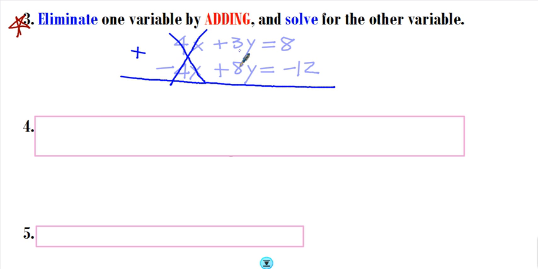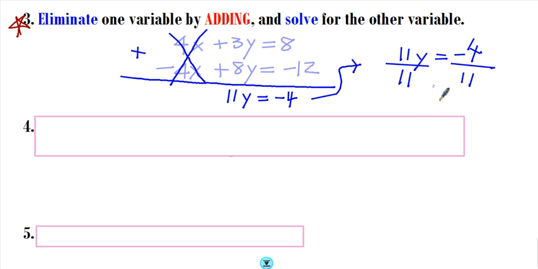So then you solve for the rest, which is 8y plus 3y, which is 11y, equals 8 plus negative 12, which is negative 4. Then you get 11y equals negative 4. So then you would just divide both sides by 11 and solve for y, which is negative 4 over 11. You just solve for one variable.